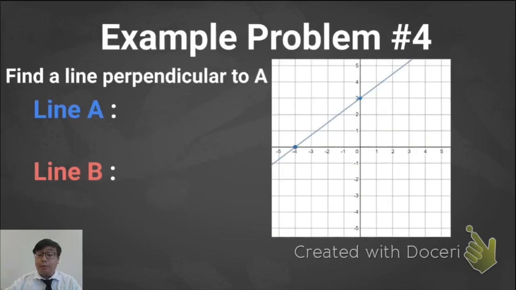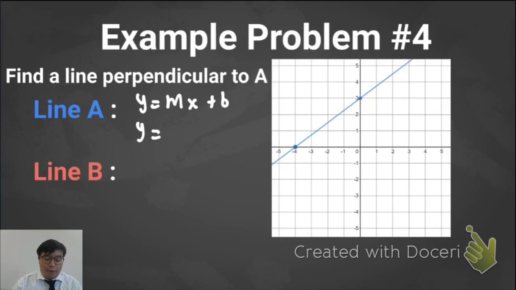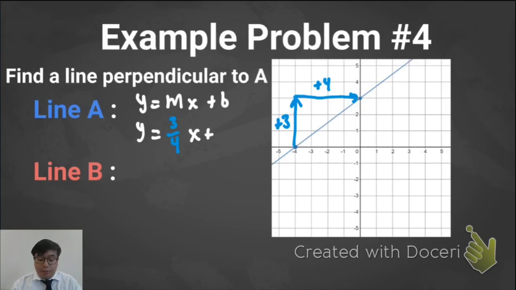Example problem 4. I want to find a line that's perpendicular to line A. So here I have line A, and I know that the template for a linear equation is y equals mx plus b. And so I want to find the slope, and I want to find the starting point of this line here. So I know that the rise is going to be, I'm moving up 3 spaces, and the run is going to be, I'm moving to the side 4. So the slope of line A is going to be 3/4. And I see that the starting point of line A is going to be right here. The graph crosses the y-intercept at positive 3.